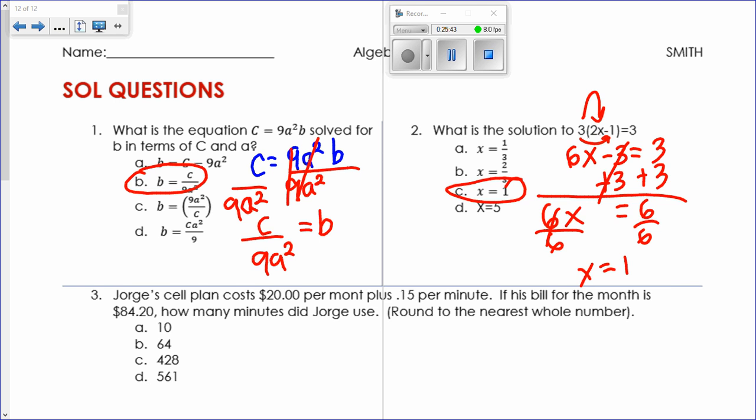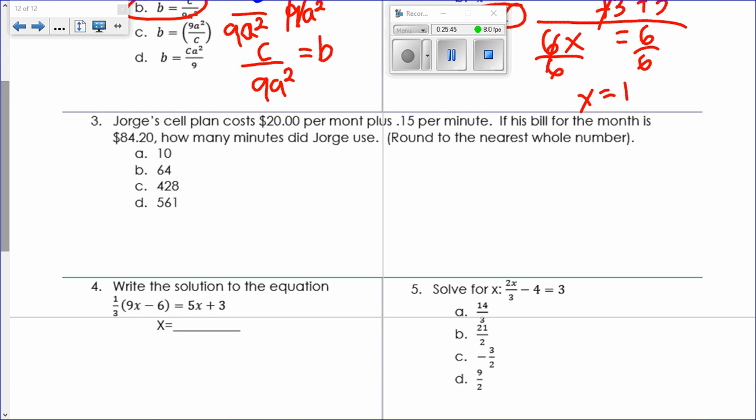Number 3. It says Jorge's cell phone plan costs $20 per month plus 15 cents per minute. So he's paying how much each month? $20 plus 0.15 per minute. What does per mean? Multiply. If his bill for the month is $84, how many minutes did Jorge use? You set up your equation. Solve for m. I'm going to let you do that.